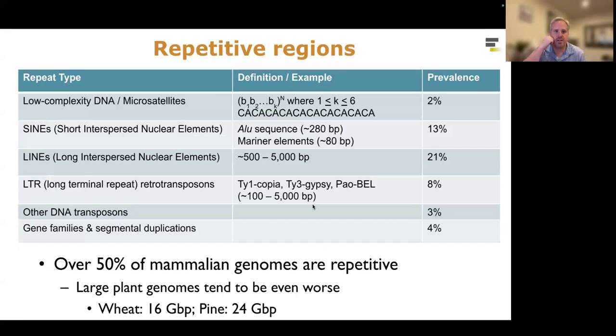Specifically, in the case of a mammalian genome, this comes from the human genome, more than 50% of it will be some type of repetitive sequence. A few major classes in the human genome are LINE and SINE elements. These are a few hundred to a few thousand nucleotides long, and nearly 40% of the genome, well, almost 40% of the genome, will be in these two classes alone. As we move beyond mammalian genomes into some of the larger plant genomes, it's going to be even worse. The wheat genome, 16 gigabases, is filled with repetitive elements. The pine genome, 24 gigabases, is just filled with transposable elements and other repetitive elements that are very, very difficult to assemble.